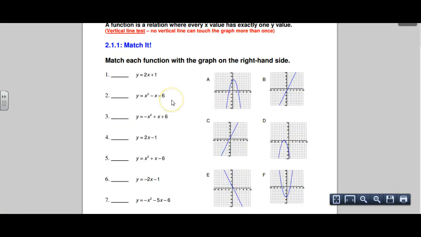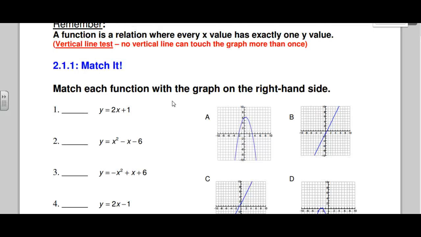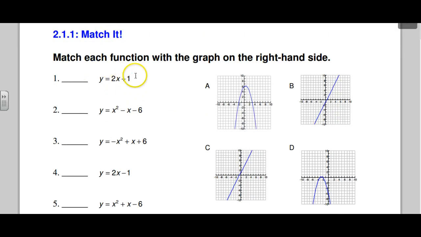Essentially, the first part is just going to be a matching activity. And so you're really just looking at the graphs on the right, looking at the equations on the left, and trying to determine what this equation would look like. Now again, this should all be review. That doesn't mean you're going to remember it very well.